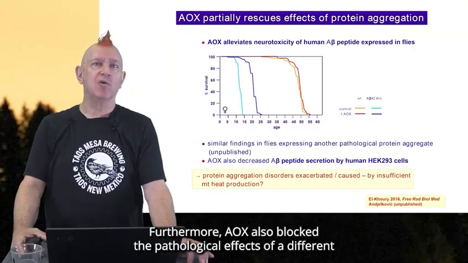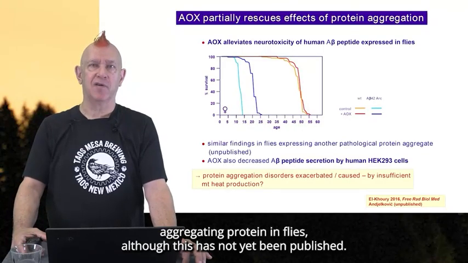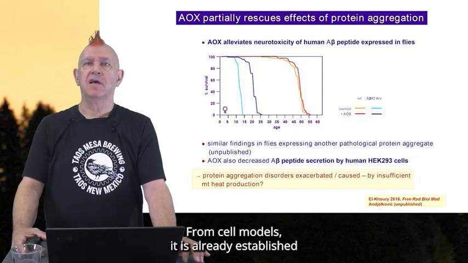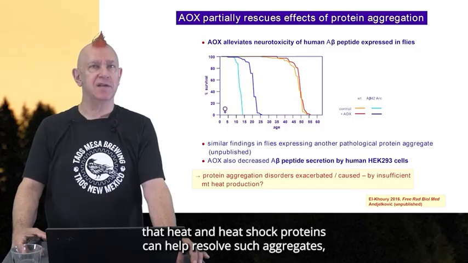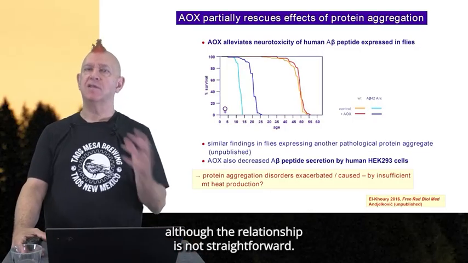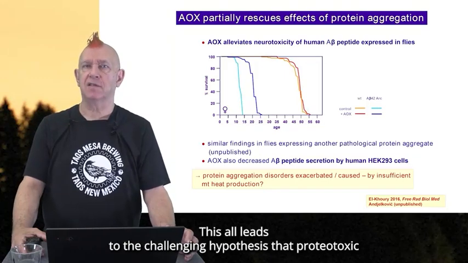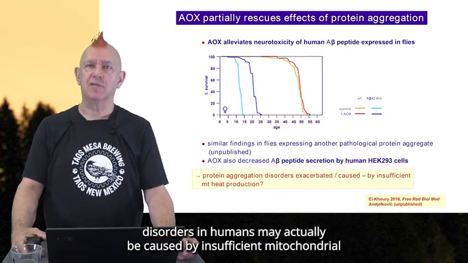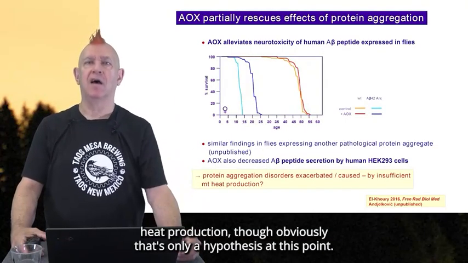Furthermore, AOX also blocked the pathological effects of a different aggregating protein in flies, although this has not yet been published. From cell models, it is already established that heat and heat shock proteins can help resolve such aggregates, although the relationship is not straightforward. This all leads to the challenging hypothesis that proteotoxic disorders in humans may actually be caused by insufficient mitochondrial heat production, though obviously that's only a hypothesis at this point.